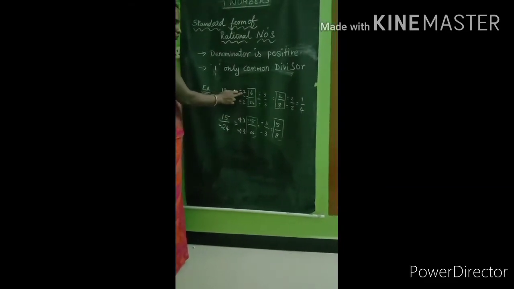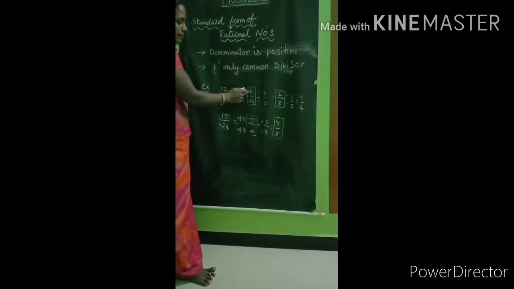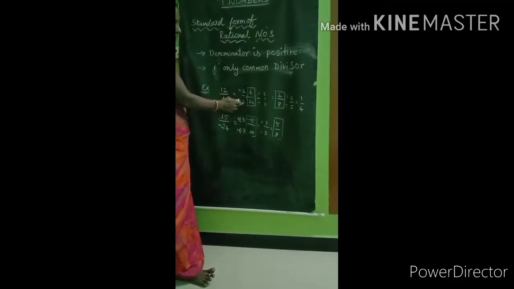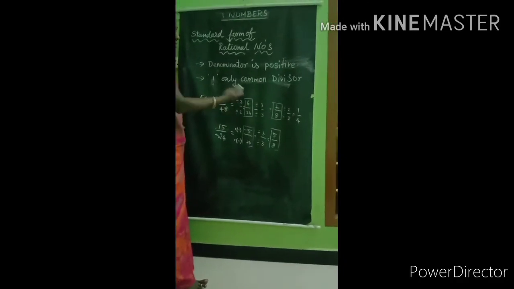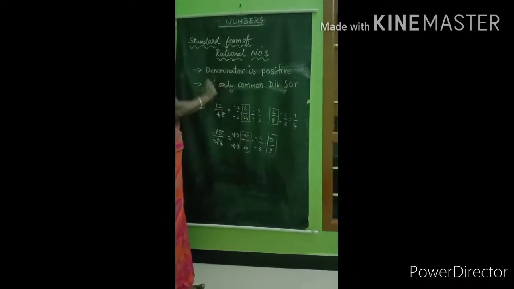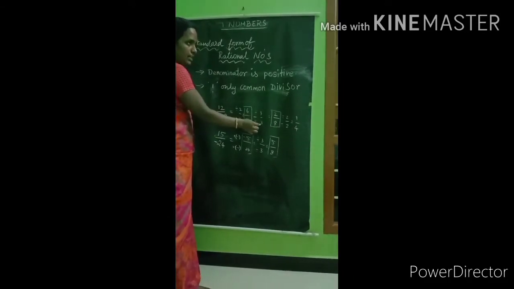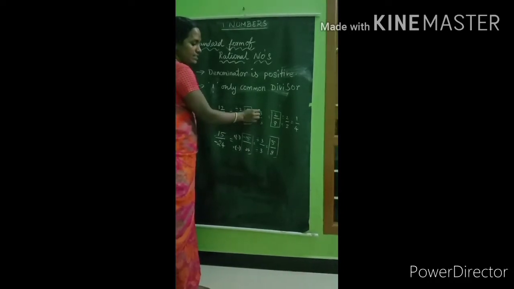So divide by 2. First time we divide both by 2. So dividing by 2 we get 6. Then 48 divided by 2 gives 24. Once again we will check 6 by 24. Do these two numbers have any common divisor? Yes, these two numbers are also divisible by 3. So we can divide by 3.